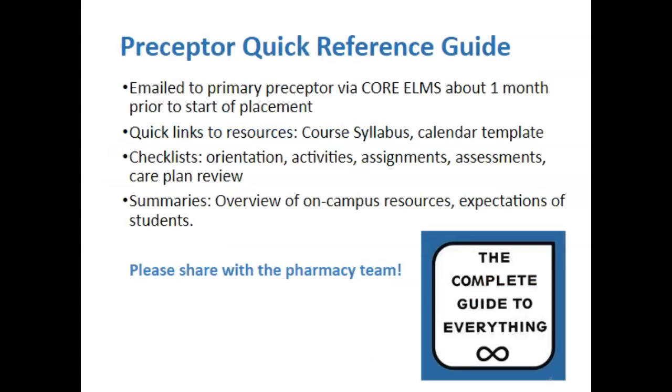The preceptor quick reference guide is now ready to go. We're just a little bit behind as we needed to make some adjustments for the current COVID situation. You will find in there quick links to resources such as the course syllabus and some calendar templates, a checklist for orientation, a checklist for students' activities and assignments, and some summaries on on-campus services and expectations for students. Please feel free to share this with your pharmacy team so that everyone knows what to expect from the student and the placement.